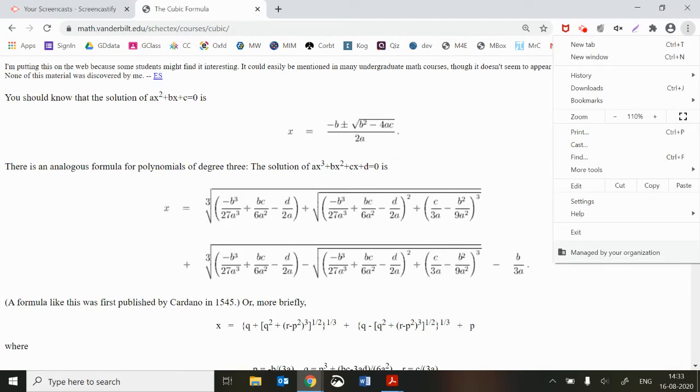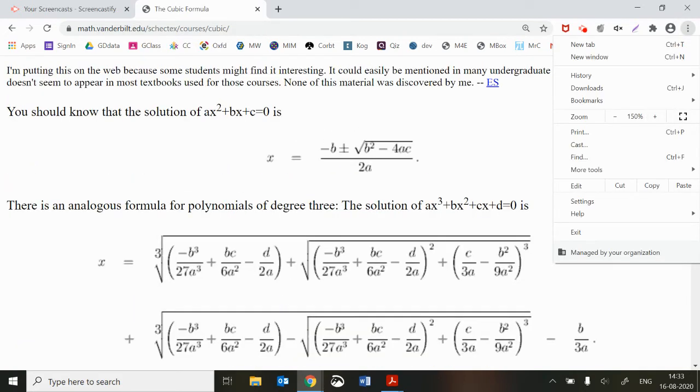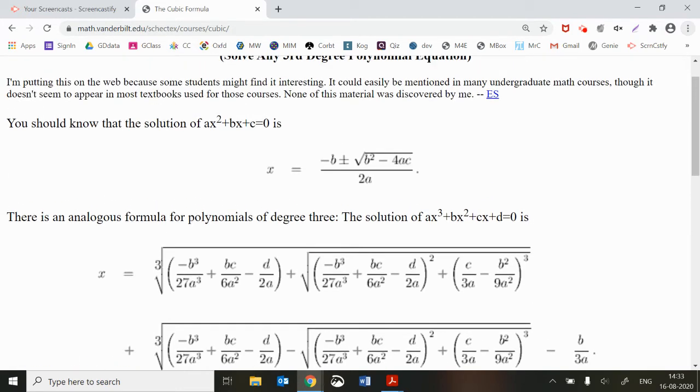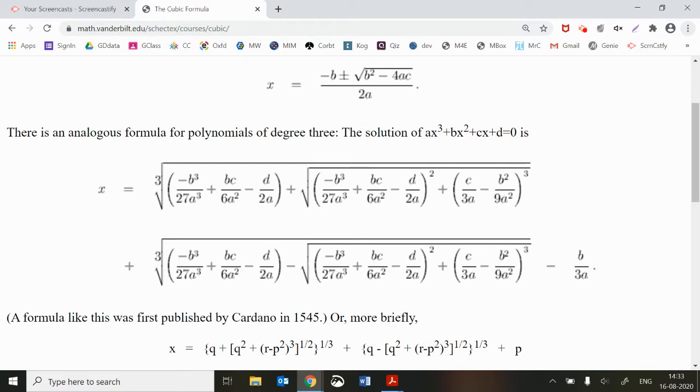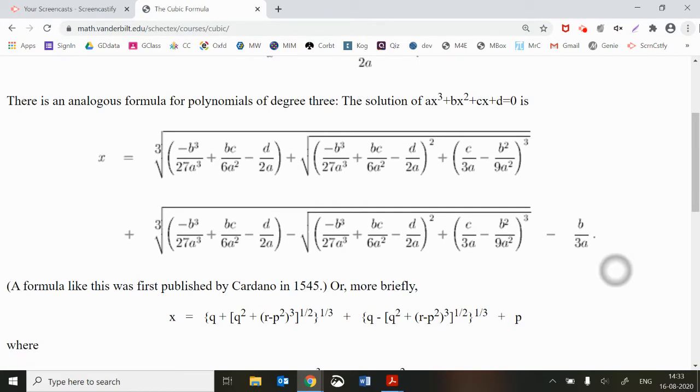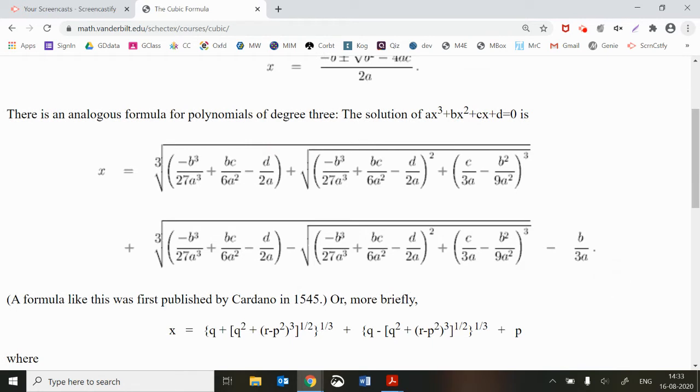Let's just zoom in a little bit here. Look at the quadratic one, see how long that took to get used to and get familiar with. Well, the cubic one looks like this. I mean, it's a total mess. Now, it can be simplified if we call these things Q, R, and P, which turn up quite often in this formula. So we can simplify this thing.